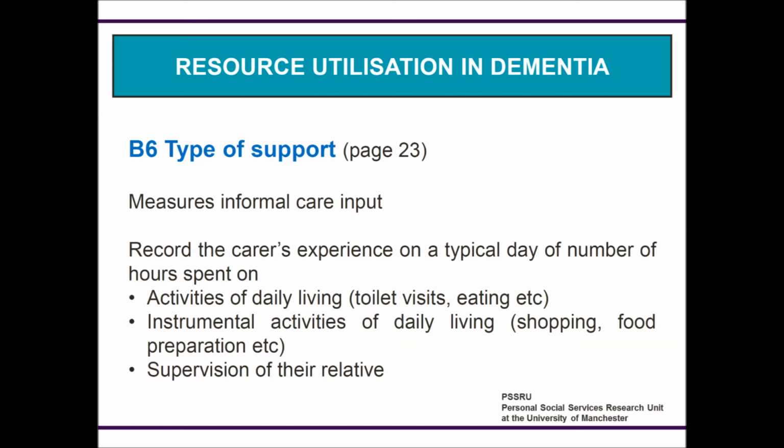Sometimes carers find it difficult to estimate the number of hours spent on activities of daily living, instrumental activities of daily living, and supervision. If necessary, break down ADLs and IADLs into specified activities and ask if their relative needs assistance with each. And if so, how long would they spend on each? And then add up the time spent. If a carer responds all the time, or 24 hours for supervision, establish how many hours sleep the carer gets, subtract this from 24 and confirm this with the carer as the daily number of hours of supervision.